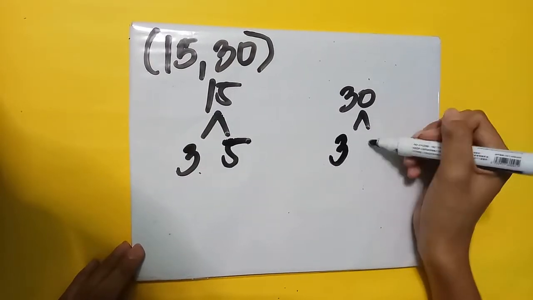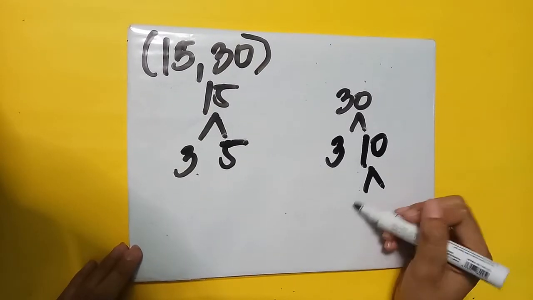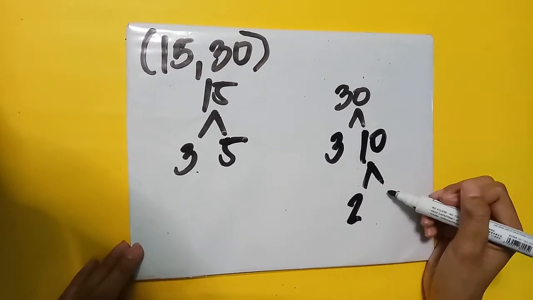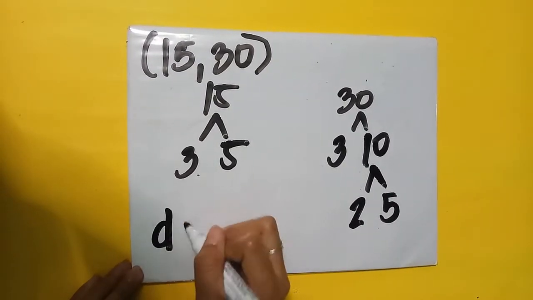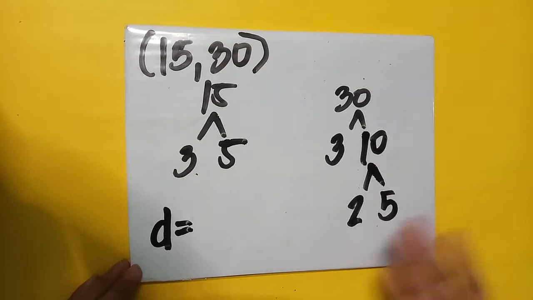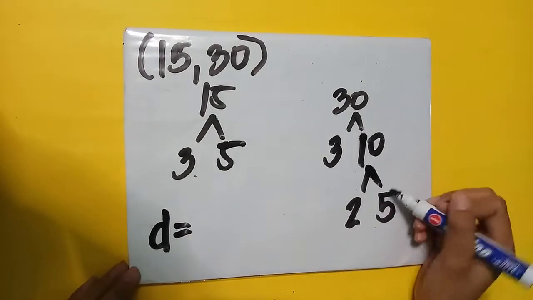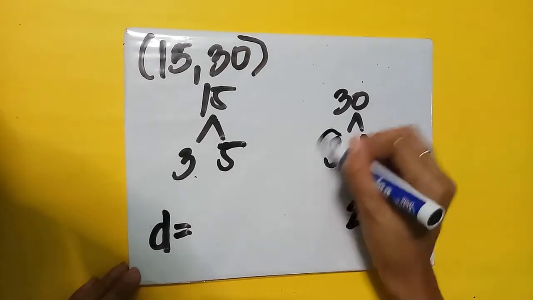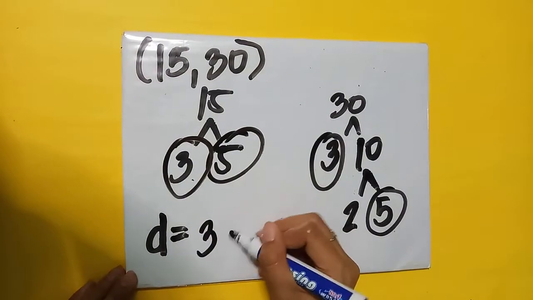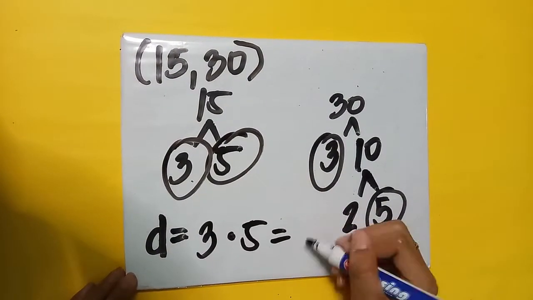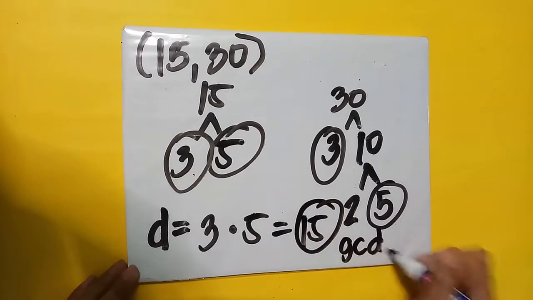So 30 divided by 3 is equal to 10, and 10 can also be divided by 2. So 10 divided by 2 is 5. No more divisions can be performed, so we will get the common prime factors of both numbers. Their common prime factors are 5 and 3. Then 3 times 5 is equal to 15. And that would be our GCD.